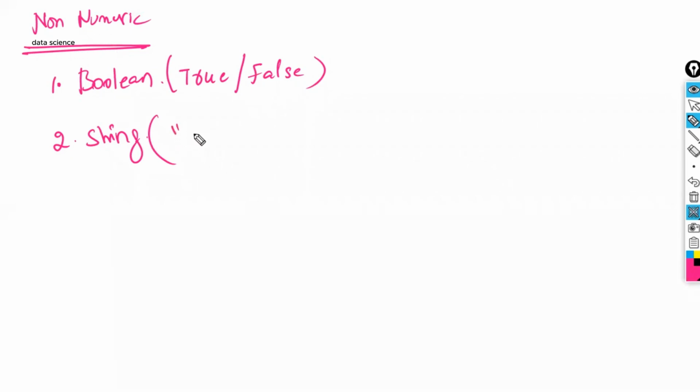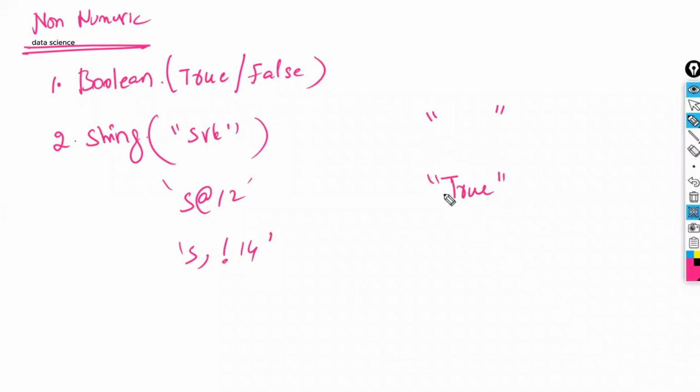String examples are "SRK", "@1,2", "Yes", "accelerator mark 1,4", whatever the things are there. These strings should be represented in inverted commas. Booleans do not need inverted commas. For example, if I write True like this and keep it in inverted commas, it is called a string, not a Boolean. Whatever you keep inside inverted commas, it is a string.